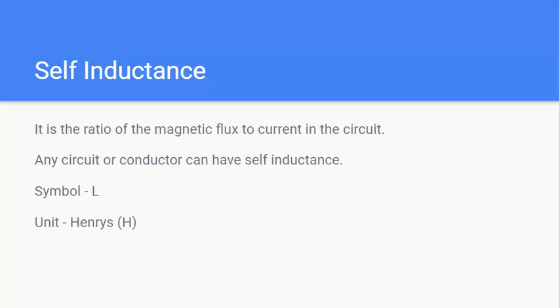And so any circuit or any conductor can have self-inductance. It can be a coaxial cable. It can be just a single loop of wire with elements attached to it. Self-inductance is abbreviated with a capital L, and it is also measured in henries.